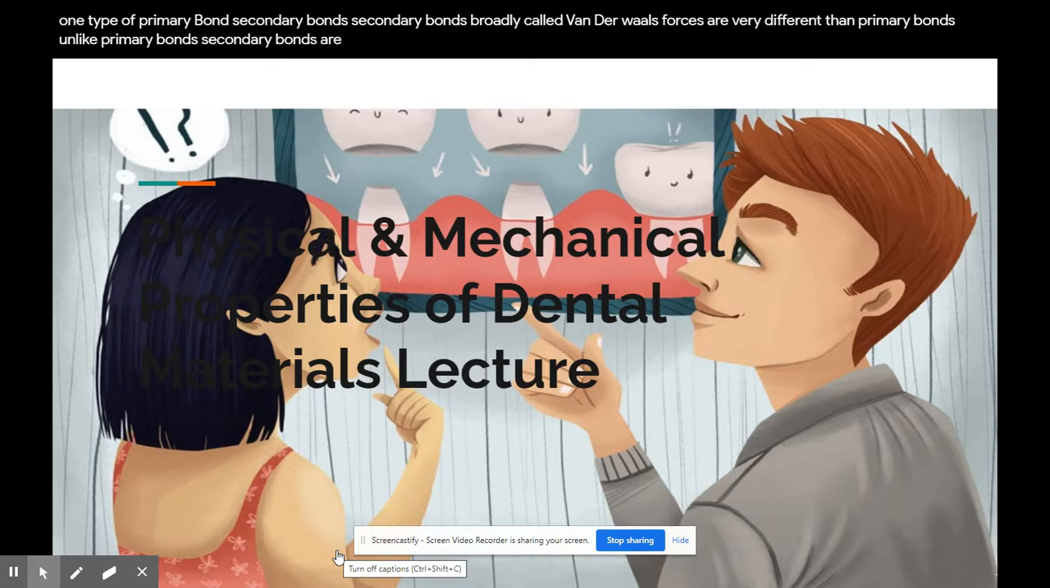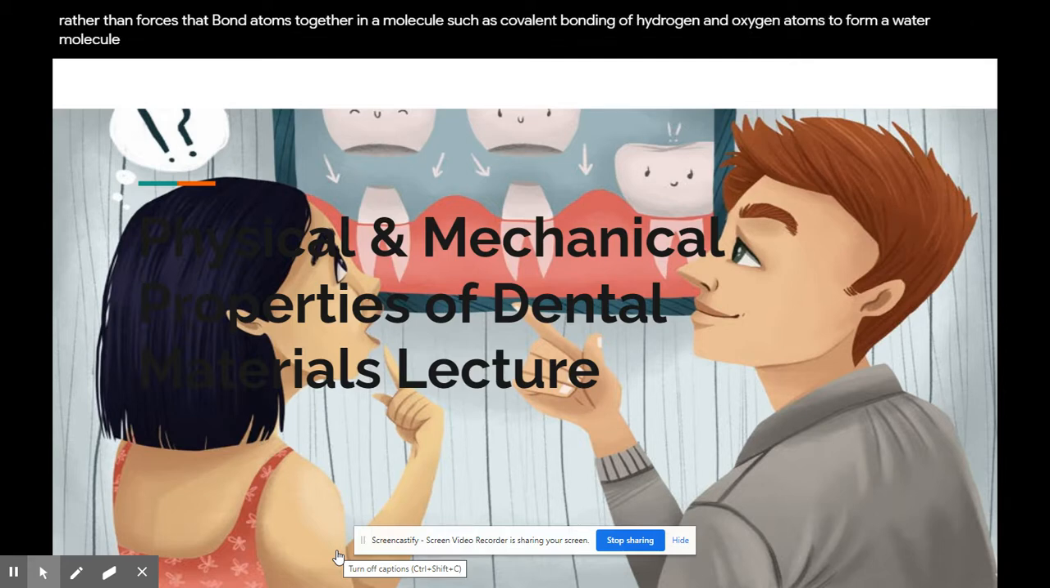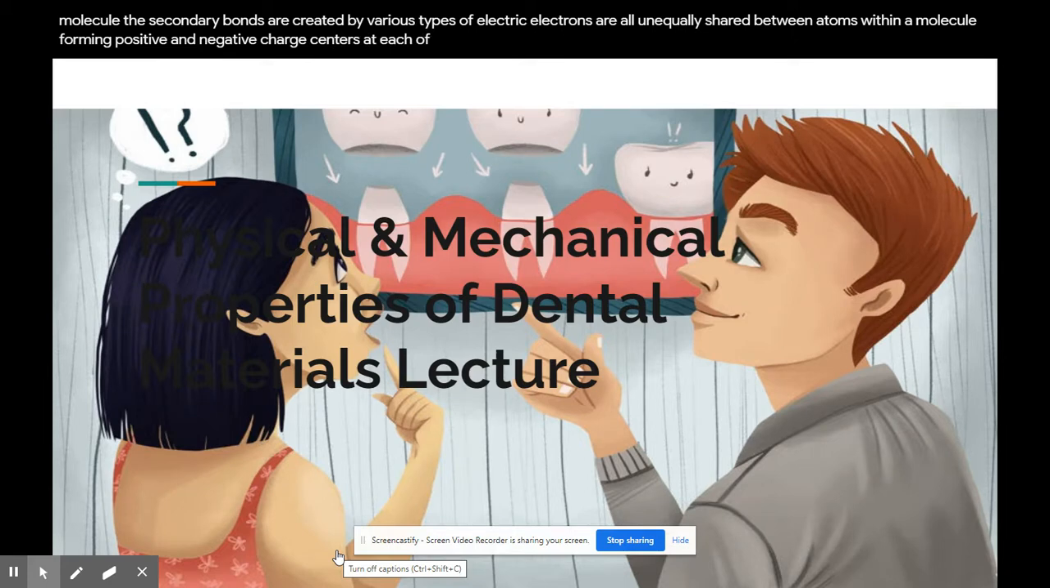Secondary bonds are forces found between molecules in the same material, attractions between water molecules rather than forces that bond atoms together in a molecule, such as covalent bonding of hydrogen and oxygen atoms to form a water molecule. The secondary bonds are created by various types of electric dipoles. A dipole is created when electrons are unequally shared between atoms within a molecule, forming positive and negative charge centers at each end of the molecule, causing an electrical imbalance.